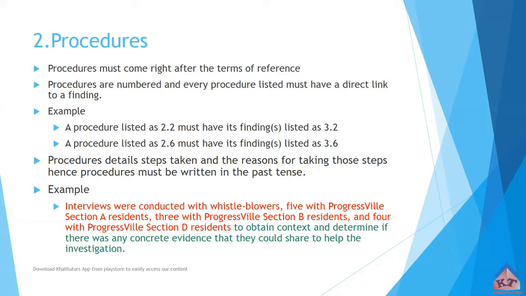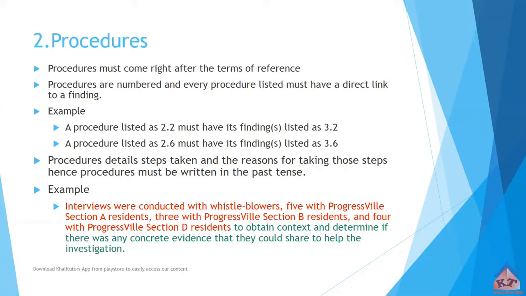Procedures must come right after the terms of reference. Procedures are numbered, and every procedure listed must have a direct link to a finding. For example, a procedure listed as 2.2 must have its finding or findings listed as 3.2. A procedure that is listed as 2.6 must have a corresponding finding listed as 3.6. Procedures detail steps taken and the reasons for taking those steps. Hence, procedures must be written in the past tense.